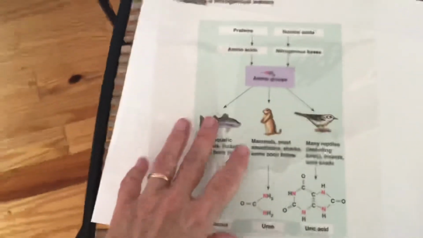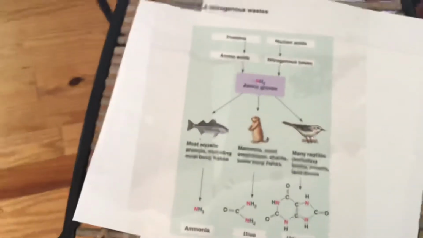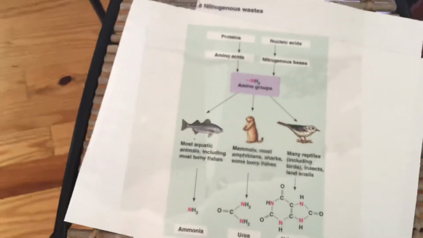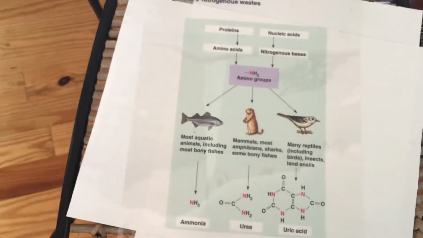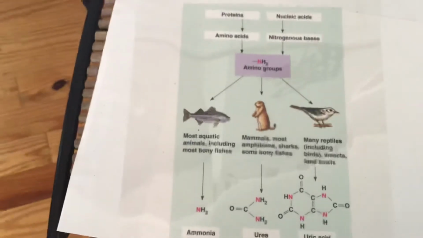So this is a figure in your textbook. This is talking about the different kinds of waste. Of course, nitrogenous waste comes mainly from proteins and nucleic acids.